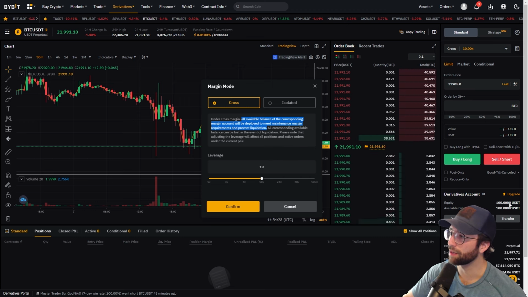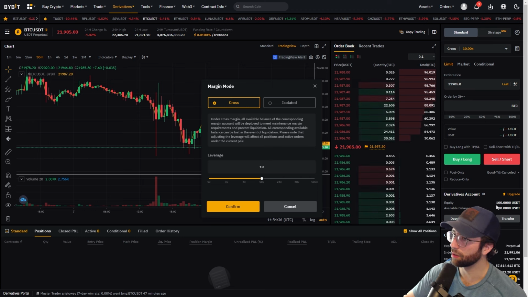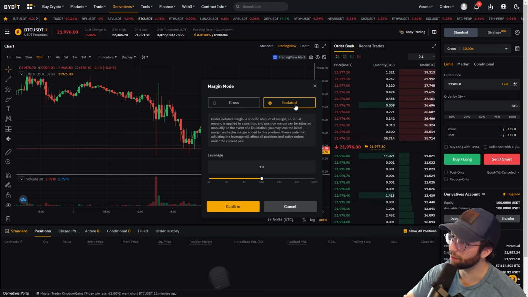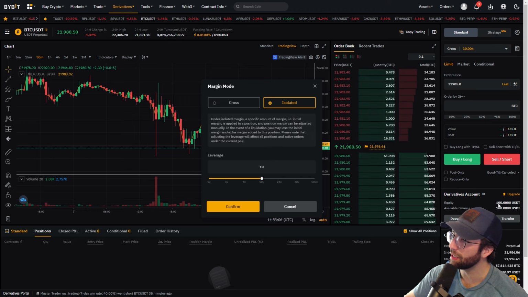Okay, so that's a fancy way of saying if you risk $20 here, as you can see in my derivatives account, I have 100 USDT. If you risk 20 USDT for, let's say, a long trade on BTC, and you get liquidated on cross, you don't just lose the 20 USDT, you're actually going to lose your entire available balance. So I would lose all 100 of my USDT, not just 20. Whereas if I go to isolated, let's say that I risk 20 USDT on a trade and I get liquidated, I only lose the 20 USDT. I don't lose the entire balance. So that would leave me 80 USDT left to take additional trades, right?